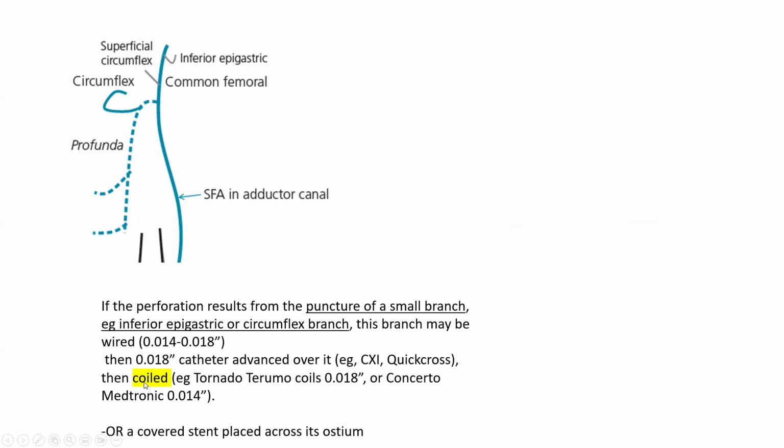And I explained coil in my prior talk on coronary perforation. You can review that. You can use Tornado Terumo coil, 0.018 inch, or Concerto Medtronic coils, 0.014 inch. You can also place a cover stent across the ostium of the perforated branch. That's a less favorable option. The better option is to put coils when the bleeding is from a small branch.